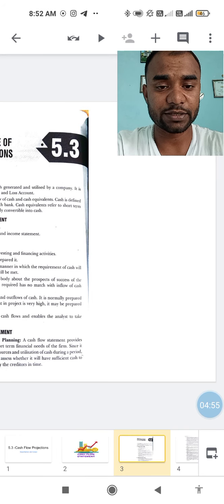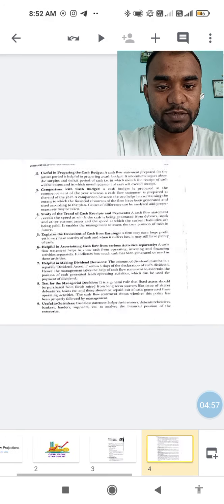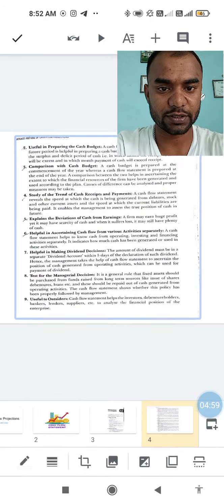Now let's see what the other importance of cash flow statements is. I think this is visible. Yeah, very much.